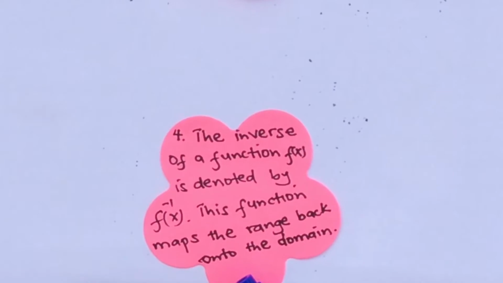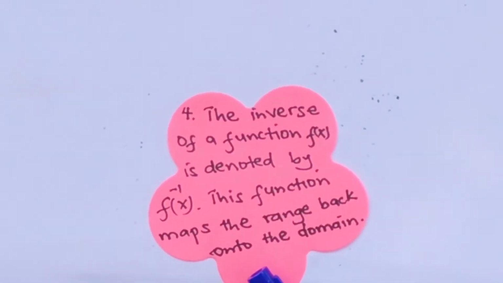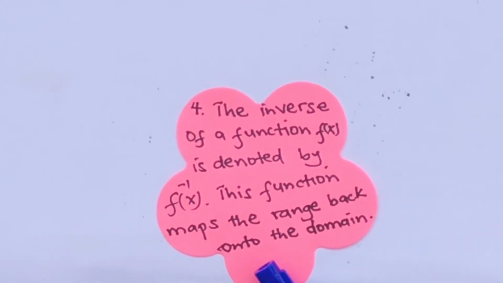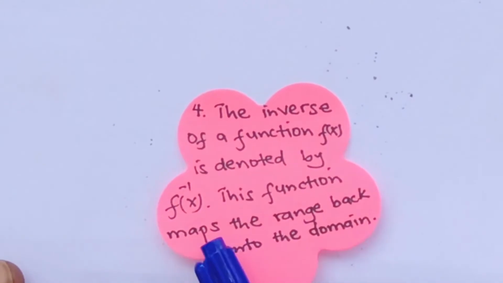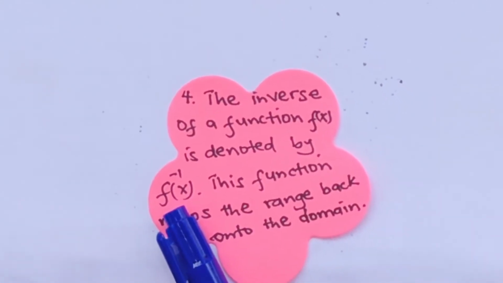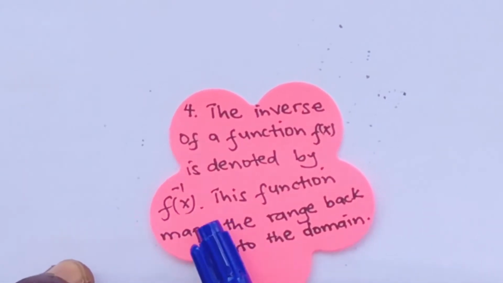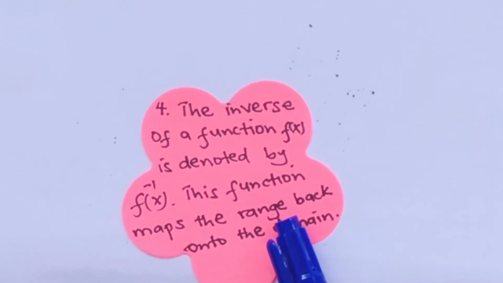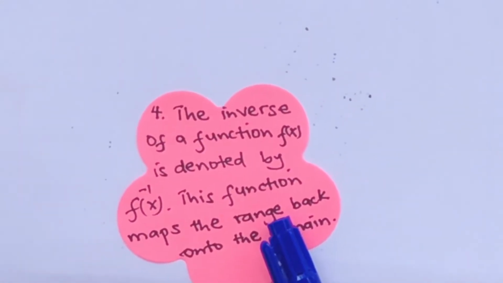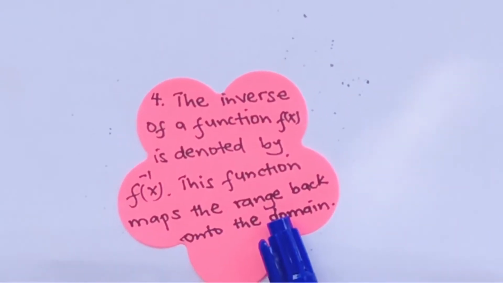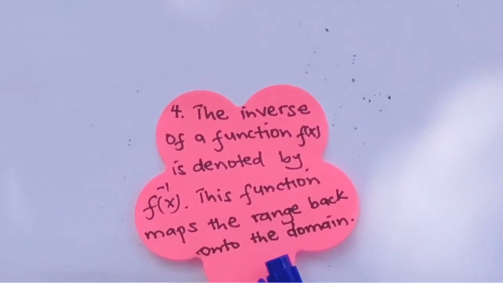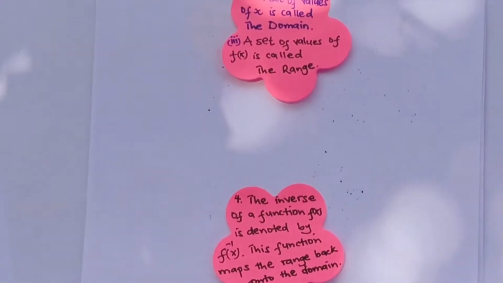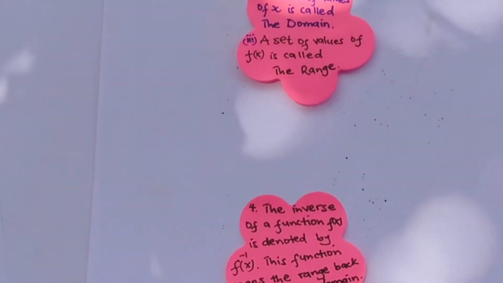Remember, we are trying to summarize functions, and then we shall look at the examples and questions after. The inverse of a function f of x is denoted by f inverse, f power negative 1 of x. So that is read as inverse of f of x. This function is the one, remember we get the range from the domain. Now this function maps the range back onto the domain. In other words, it maps the set of f of x values back to the set of x values.